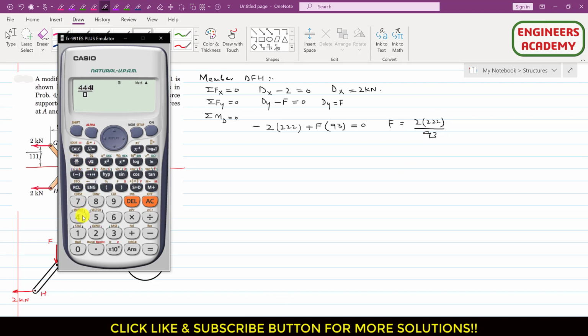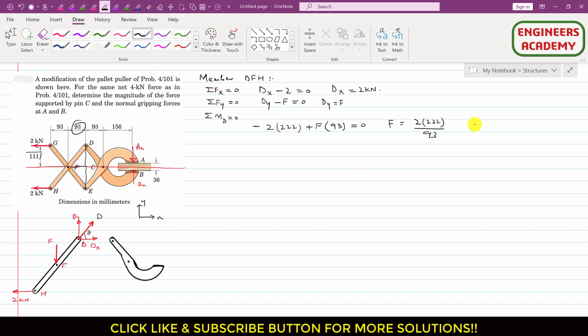So this is 444 divided by 93. So this gives us 4.77 kilonewton, right? So this F is equal to 4.77 kilonewton, and we can say that dy is also equal to 4.77 kilonewton, right? Now these same forces will be applied by this DFH member on this DCB member, this lower jaw, right?